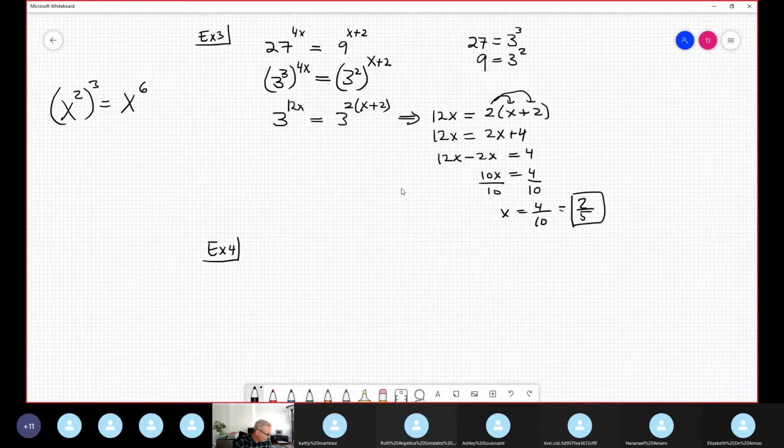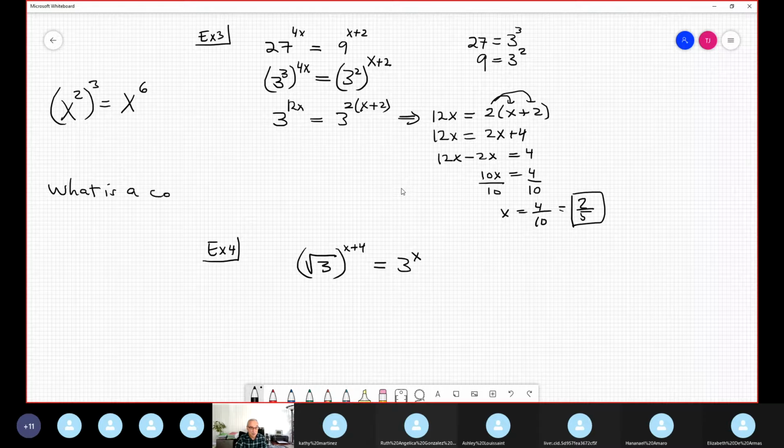Okay, example 4 is a little bit confusing. It is square root of 3 raised to the x plus 4 is equal to 3 to the x. My question again, what is the common base? This is the classical question. What is a common base? And also the complementary question is how you express both sides using the common base, no?